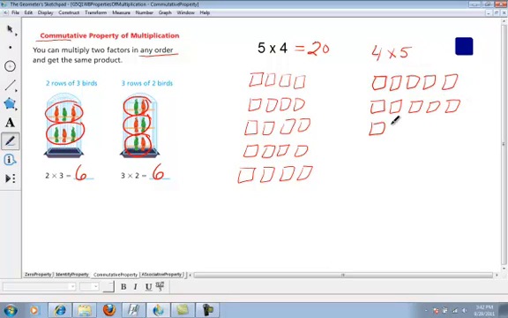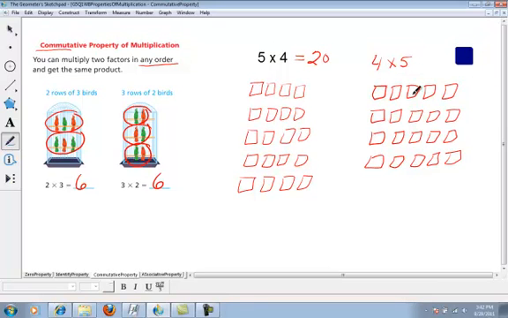2 groups of 5, 3 groups of 5, and 4 groups of 5. If I count all of these, I'm still going to have 20. So because of the commutative property, I'm going to get the same product or the same value if I multiply the factors in a different order.